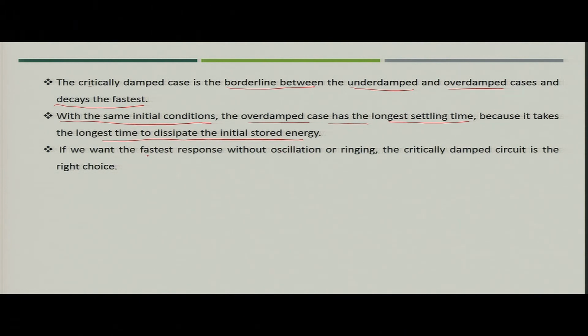Now, if we want the fastest response without oscillation or ringing, what do we need to do? We have to make the system a critically damped circuit. So, in that case we will get the fastest response without any oscillations.